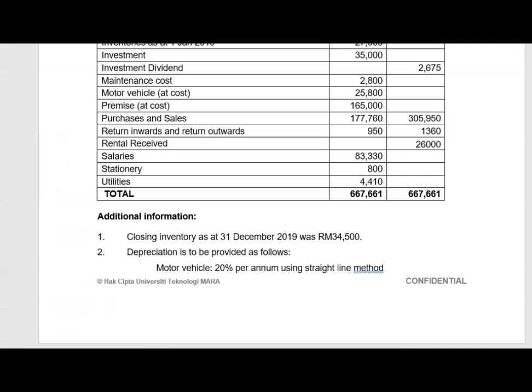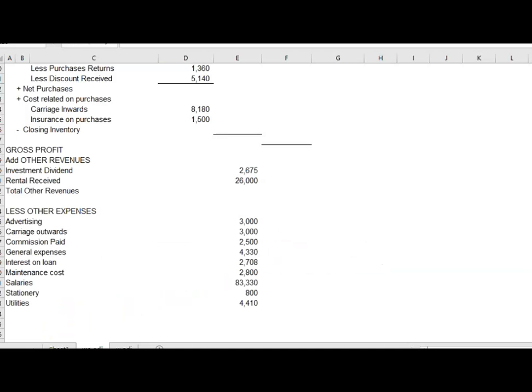Now, have a look at the additional information. Closing inventory as at 31st December, that is the closing of the year, the accounting year ended 31st December 2019, is 34,500. This is the closing inventory. So you need to adjust it. Put this figure to the closing inventory in the format of the statement of profit or loss and also the statement of financial position. So the figure is 34,500, the closing inventory.